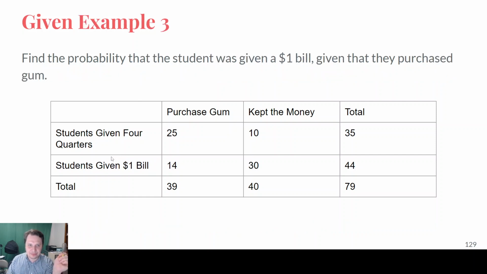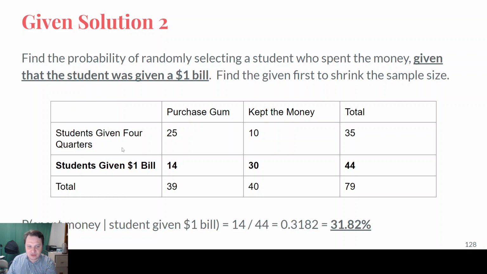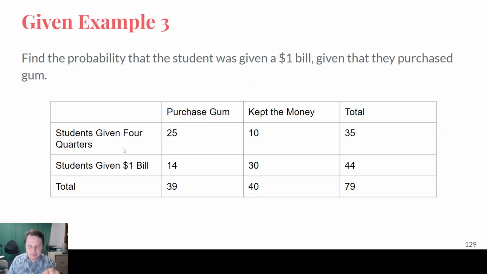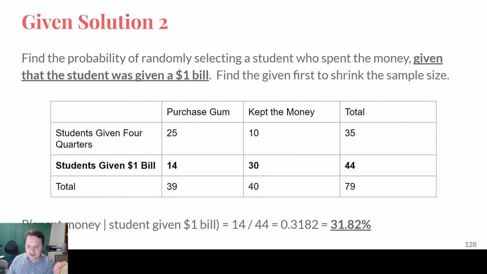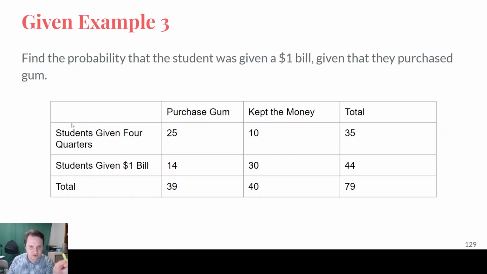One last example. Find the probability that the student was handed a $1 bill given that they purchased gum. This is actually a little tricky. It's not the same thing as the complement of the previous one. This one was find the probability they bought gum given that they had a bill. This is find the probability that they had a bill given that they bought gum. And you're going to notice that it has nothing to do with 31%. It's not the complement, it's not related, and you're going to see why right now. Once again, we look at the second half of the statement. What do we know?